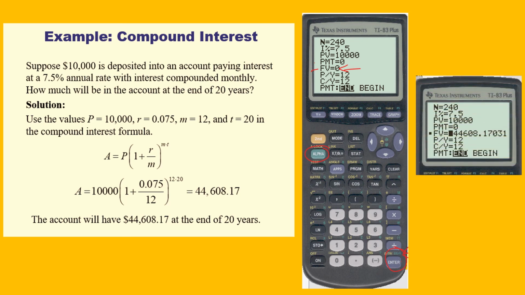So move your cursor to future value and then press alpha enter. Moving the cursor to the future value and pressing alpha and enter will give you the answer for the future amount. The future amount will be given as negative. It is going out from the bank, so it is negative $44,608.17, which is the same as the algebraic result that we got. So it is easy to use your graphing calculator to get the compound interest.